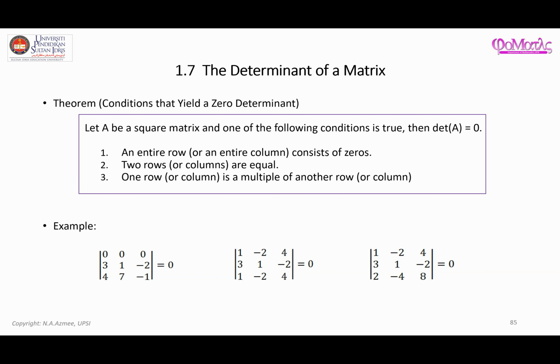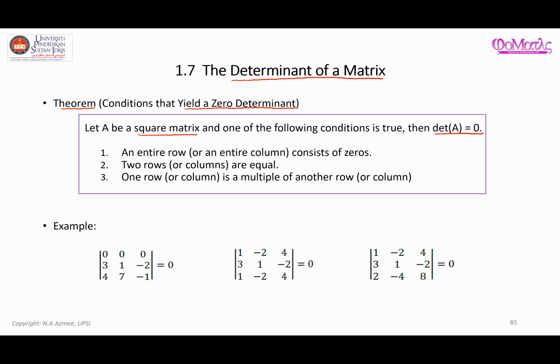In this video, I'm going to talk about some rules or some conditions that will help you to easily determine the determinant of a matrix. We're going to start off with this theorem that describes the conditions that yield a zero determinant. If A is a square matrix and either one of these conditions is true, then the determinant of that matrix is going to be zero.